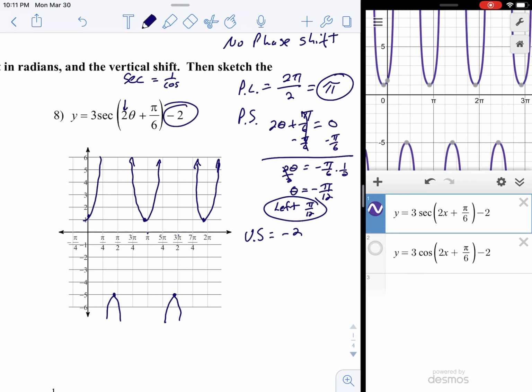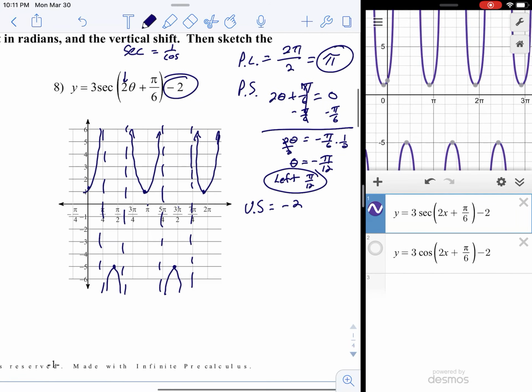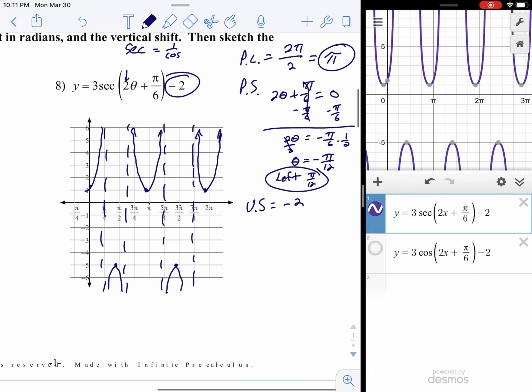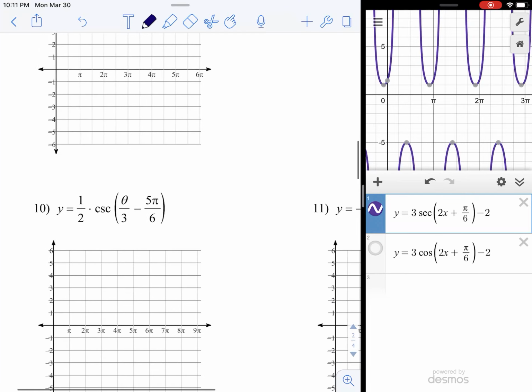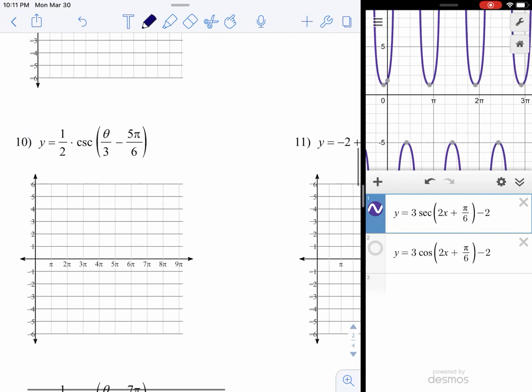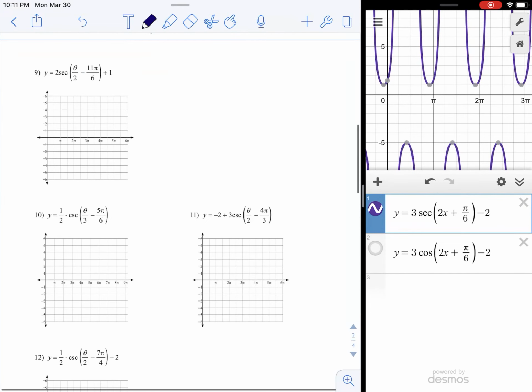So there it is. In between each one of these, there are asymptotes. You could sketch those in if you want to. Interesting to try to determine exactly the value of those asymptotes. We're not going to worry about that right now. But there we have it. So there's a secant graph. Let's look at number 10. Number 10 is a cosecant graph.